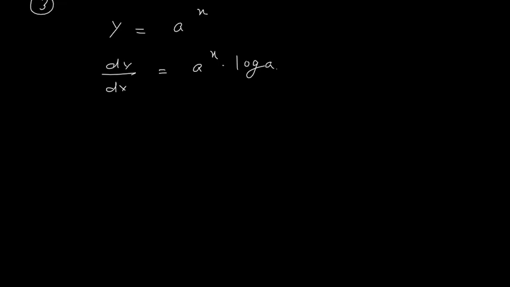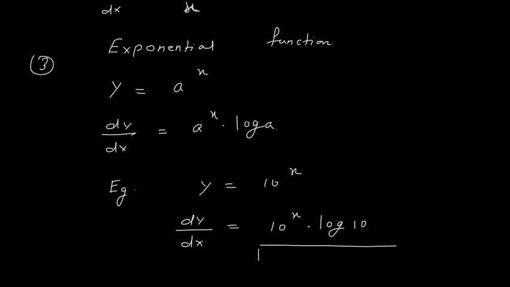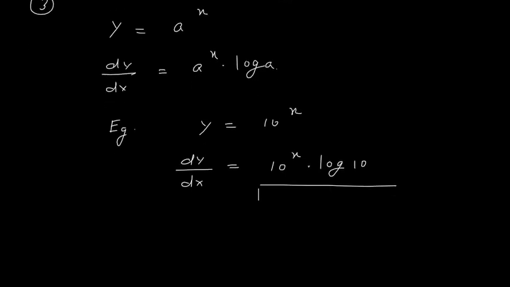So for example, if I take y is equal to, say, 10 power x, then its derivative dy upon dx is a power x, that is 10 power x into log 10. This is the derivative of the function. This is for the exponential function when y is in the form of a power x.